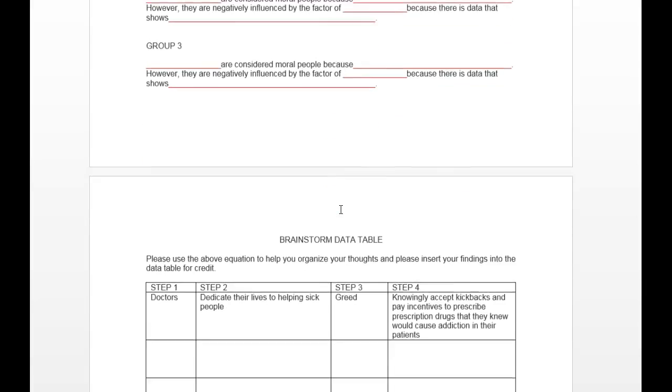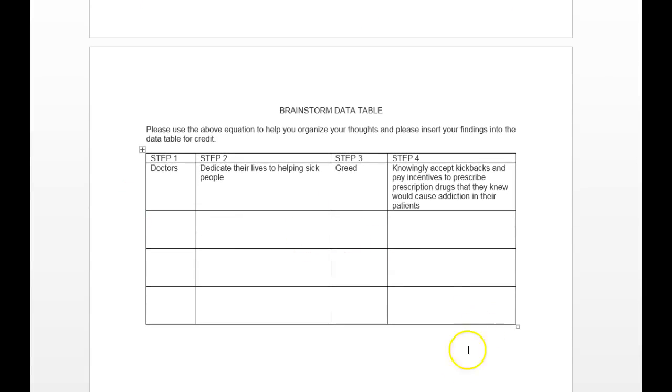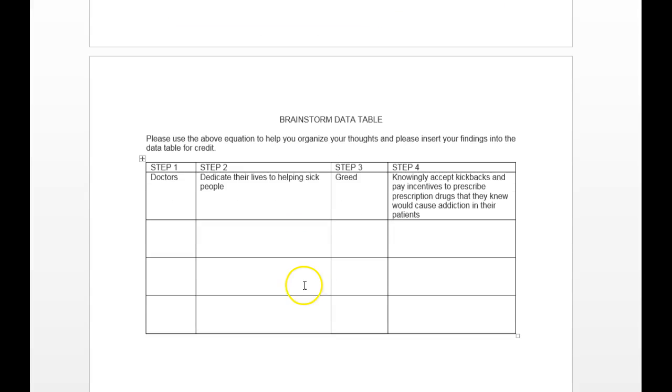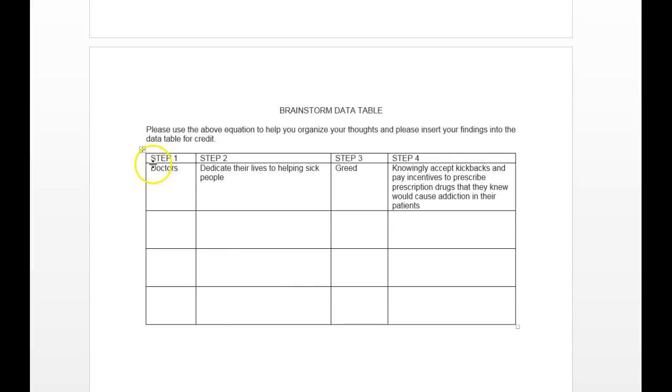Once you get done doing this, you're then going to put it into a data table. And this is because different people think differently. Some people respond to the formula that I just gave you, are linear thinkers, and then other people are more spatial in the way that they think, and this data table will help them. So you will do both, though. You will fill out the red here, and then you will also fill out this data table. So step 1, you'll write doctors. Step 2, dedicate their lives to helping people. Step 3, greed. And then step 4, knowingly accept kickbacks.